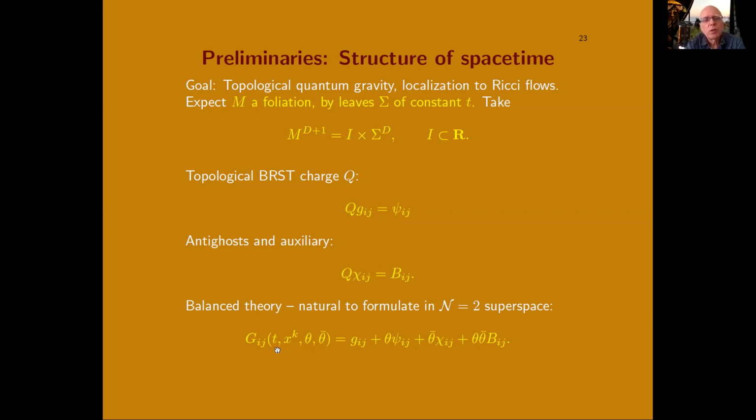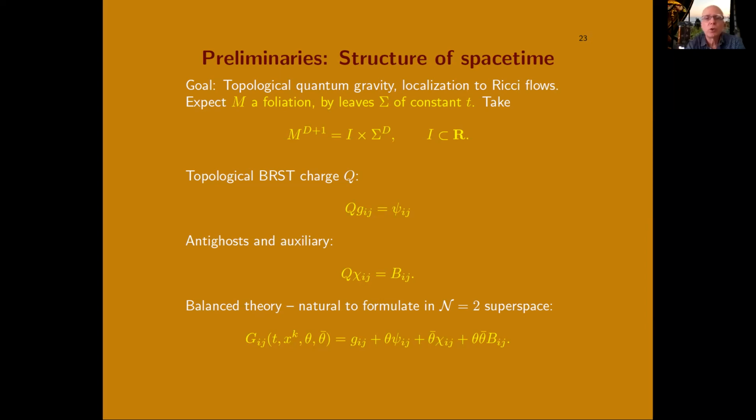So now, instead of a field on time and space, I have a field which is extended to a superspace which has two additional real Grassmannian dimensions. When I expand a spatial metric on this superspace into components, I get these four fields, the ghost, the anti-ghost, and the auxiliary, together with the metric inside one superfield. So using this capital G superfield, we can now start writing down interesting theories.